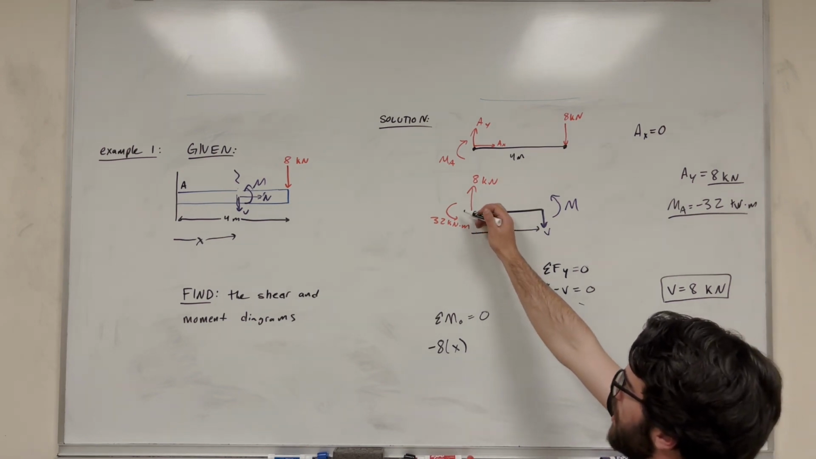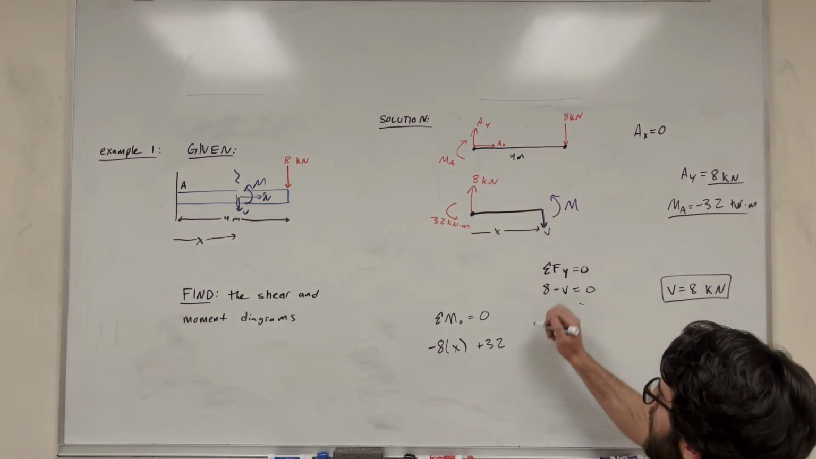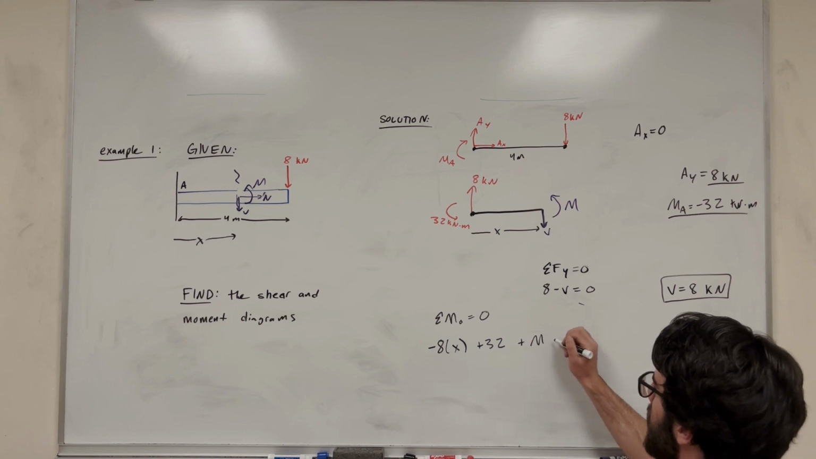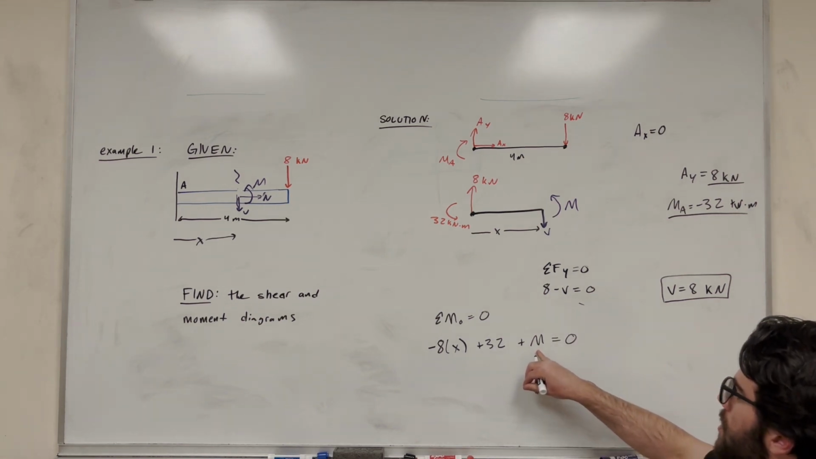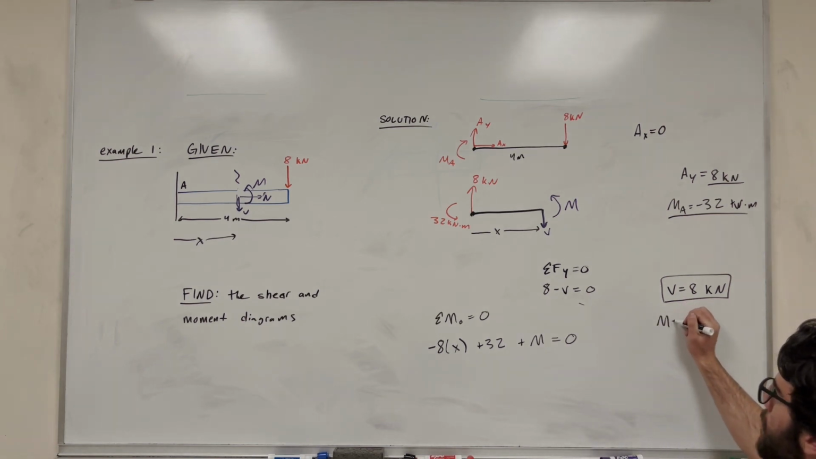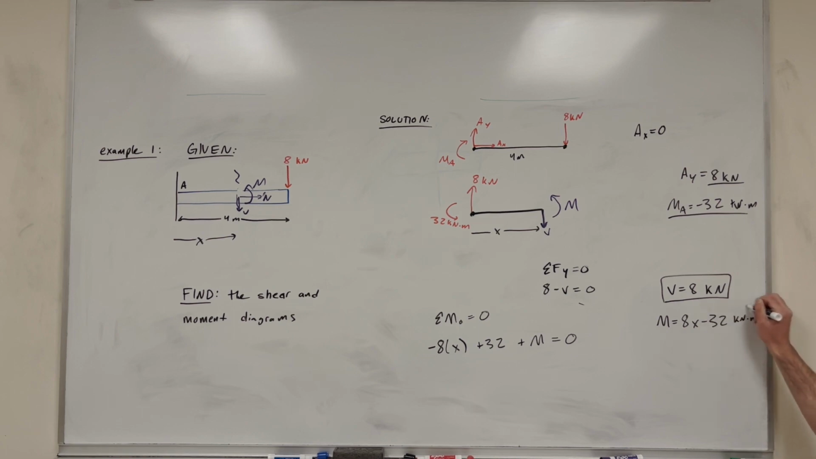Then we have this 32 kilonewton meter moment that's positive, so we're going to add 32. And then our moment here is also positive, so we're going to add M and set all of that equal to 0. So this is the M we're trying to write the equation for. If we move everything over, we find that moment is equal to 8x minus 32, in kilonewton meters. So there we go, we solved the first part of this problem. We wrote the equations for each one of them. I think I did that right. Yes, I did. Okay.